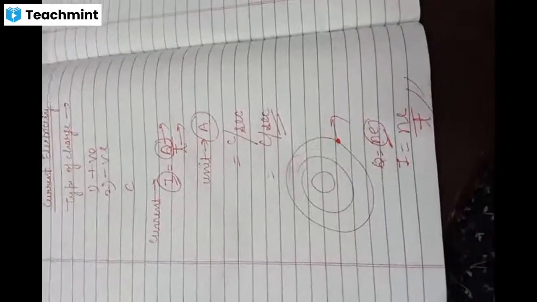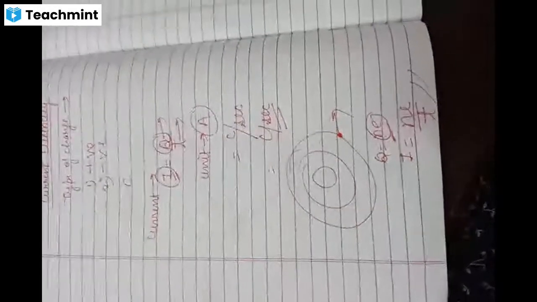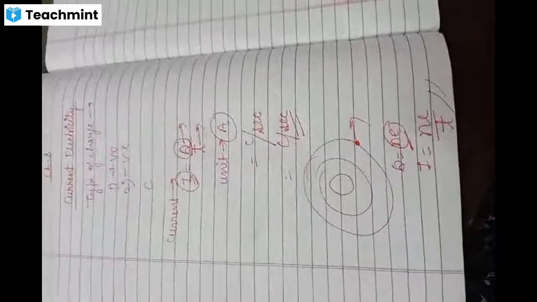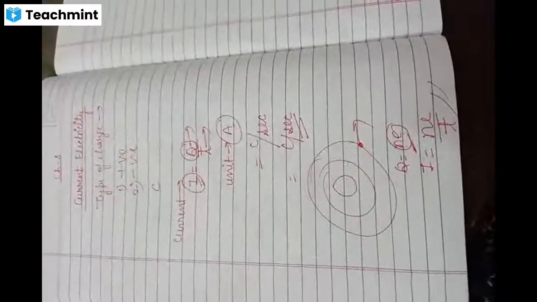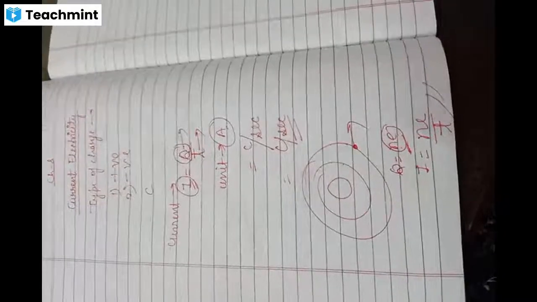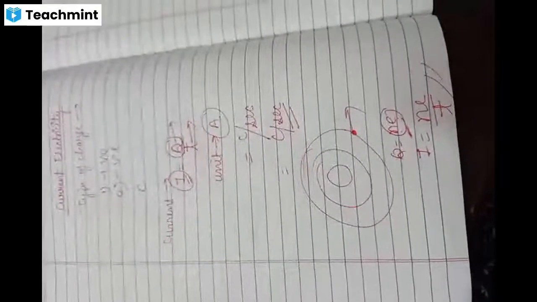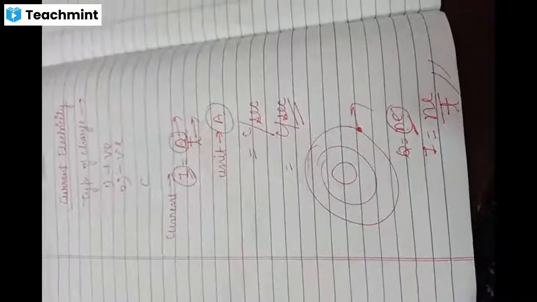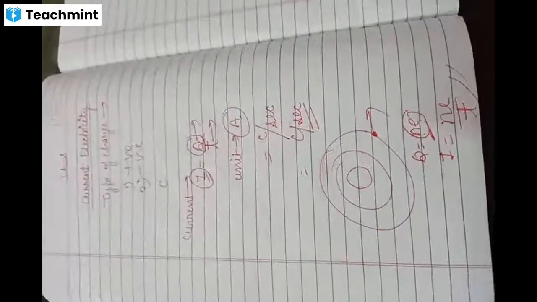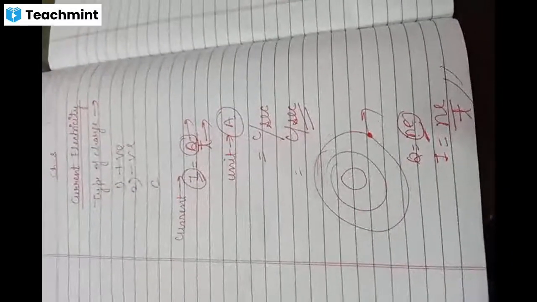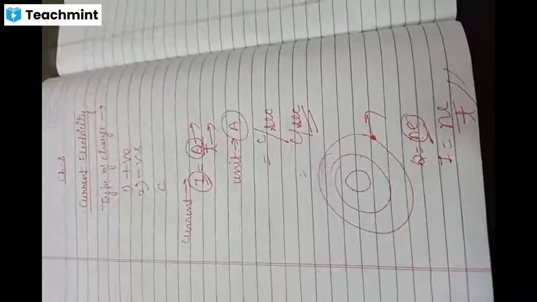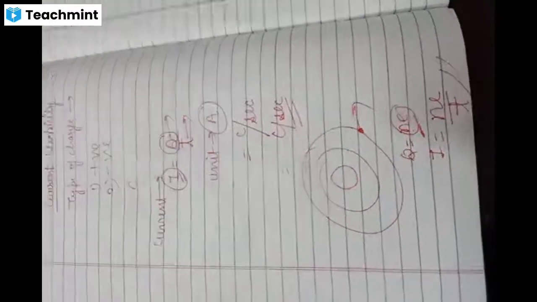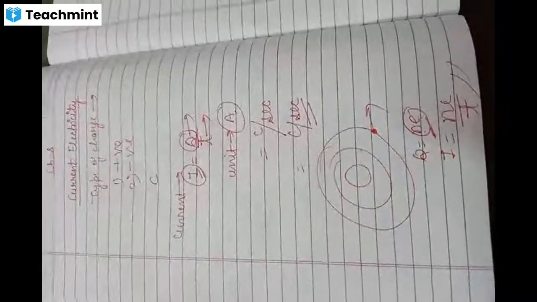Current is a scalar quantity. It gives only the magnitude. Electrons always flow from negative to positive, from excess to deficiency. But current always flows in the opposite direction, that is positive to negative. Okay?